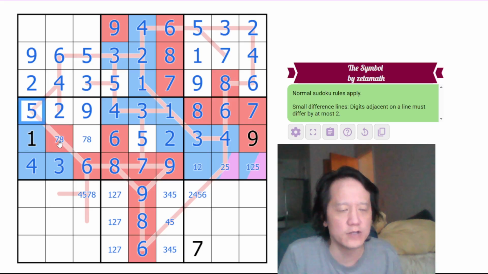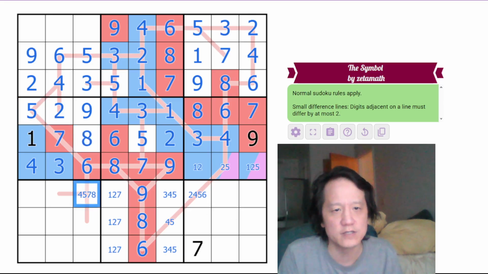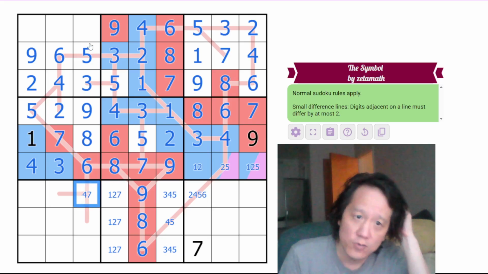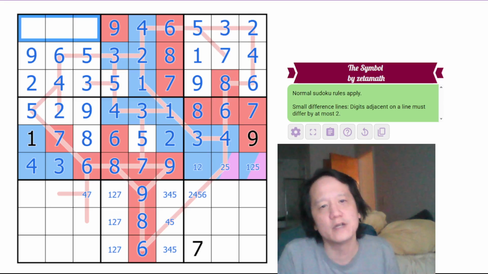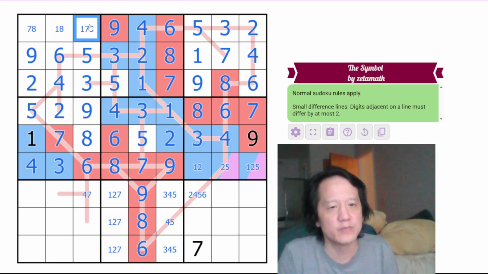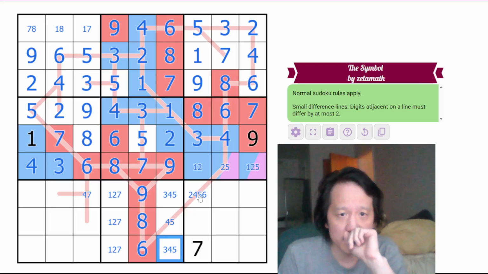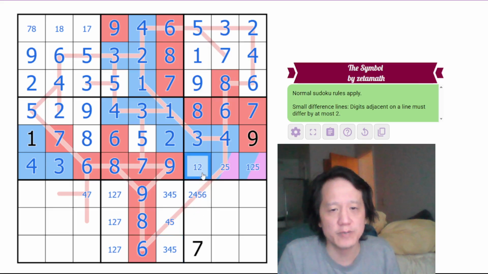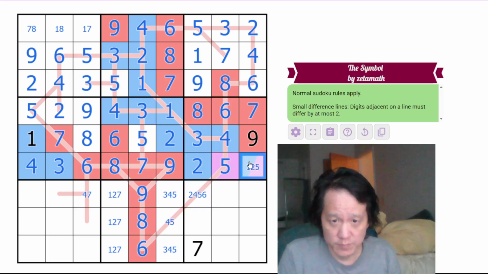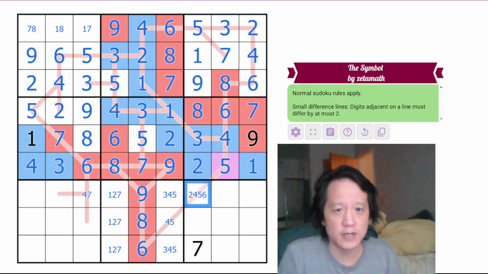2 or less away from 5 is 7. So that's 7 and 8. This cannot be 5 or 8. It's 4, 7 here. Remaining digits in row 1 are 1, 7, and 8. And this can't be 1, this can't be 7, that can't be 8. Okay, this 1 eliminates 1 here, so that's 2, which makes this 5. So that leaves this as a 1 here. This cannot be 2 or 5.